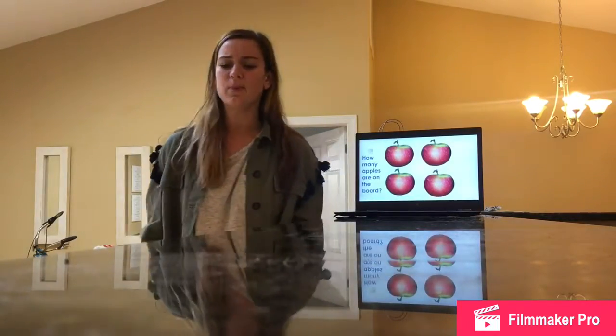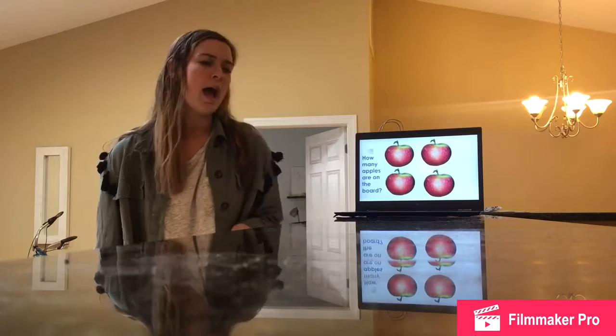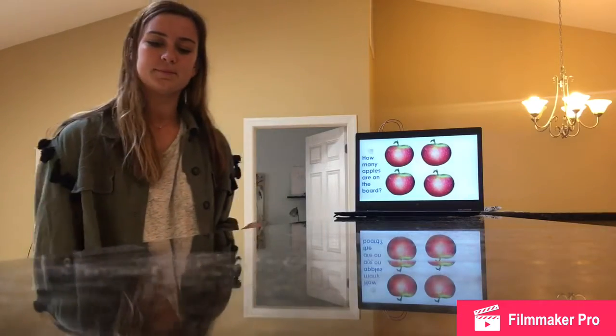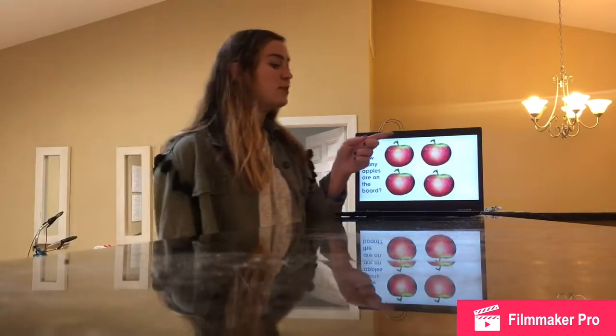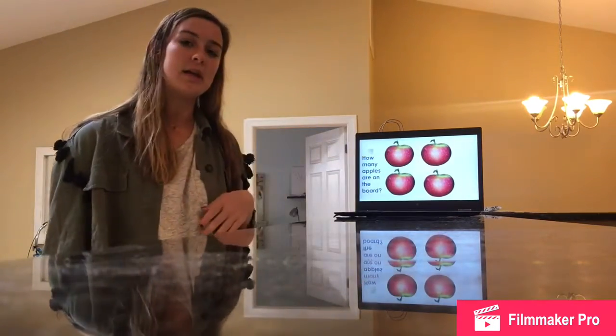How many apples are on this board? Yes, there are 4 apples. How could you split those 4 apples into groups? And how do you know that 4 is an even number? Yes, so you would split the 2 into one group and the other 2 into the other, and we know it is an even number because you can distribute them equally and evenly.